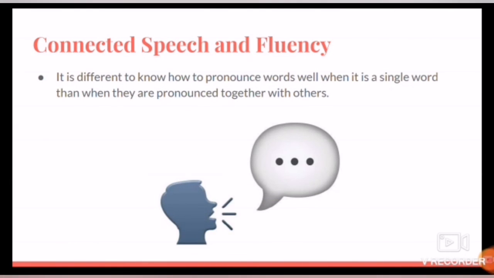Connected speech and fluency. We all know that it's different to know how to pronounce a word when it's alone than when we are trying to say a full sentence or a speech. So with this, the students are supposed to know how to keep pronouncing well while they are doing a whole speech. They are going to keep practicing and practicing so they won't lose the speech and the fluency.